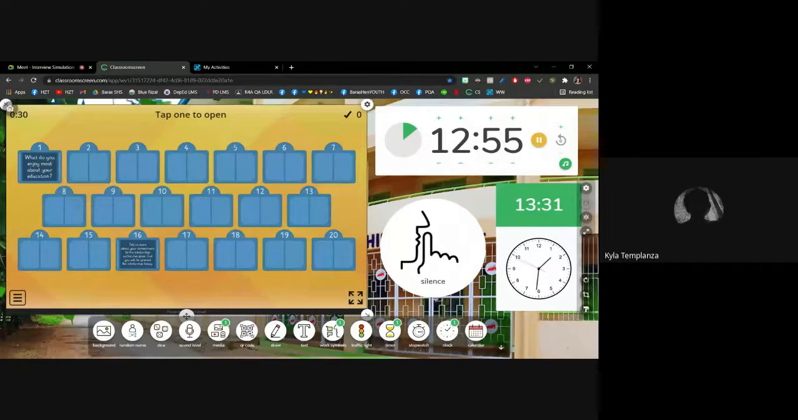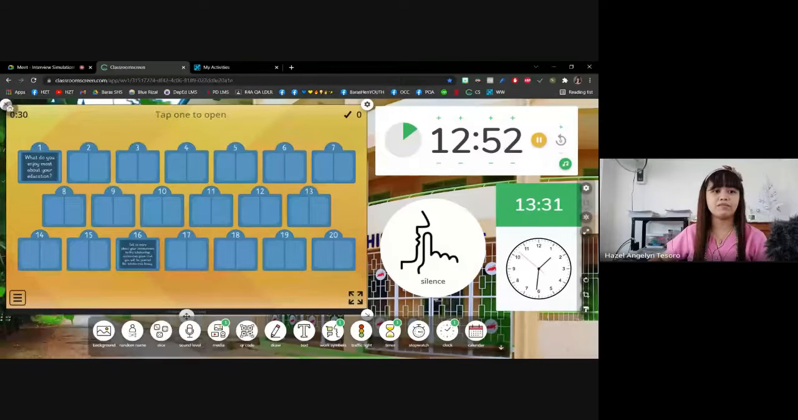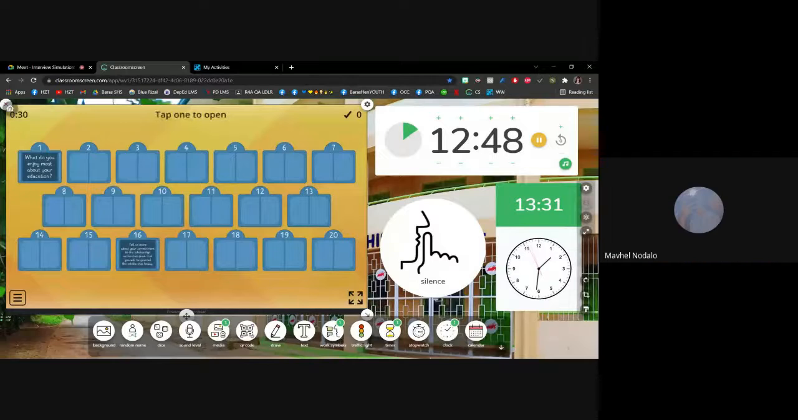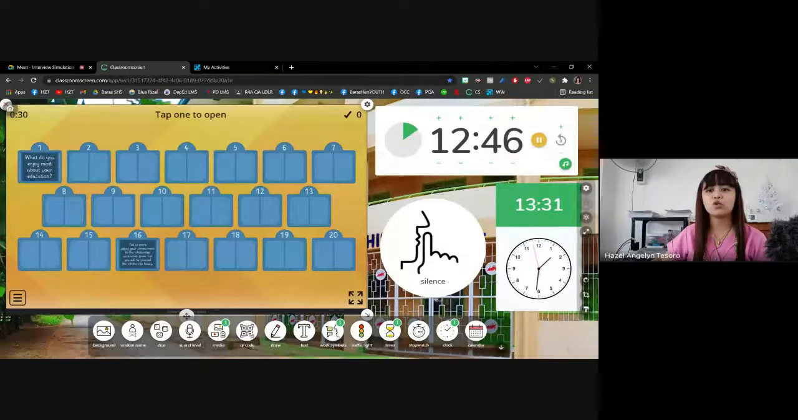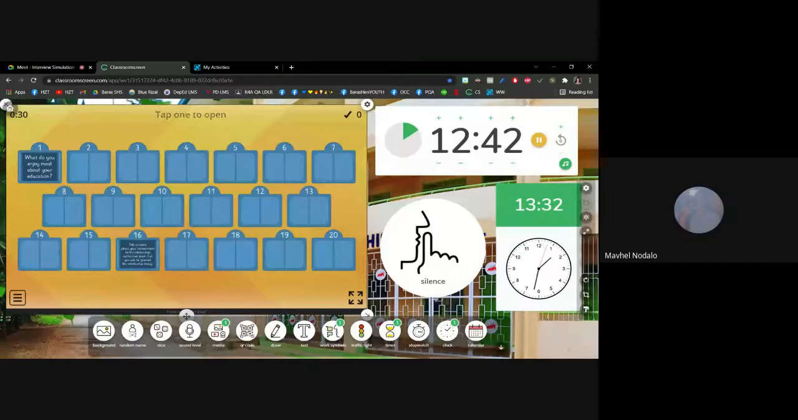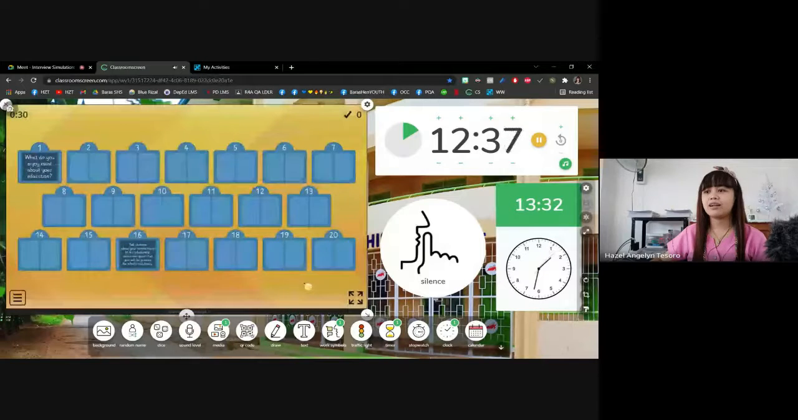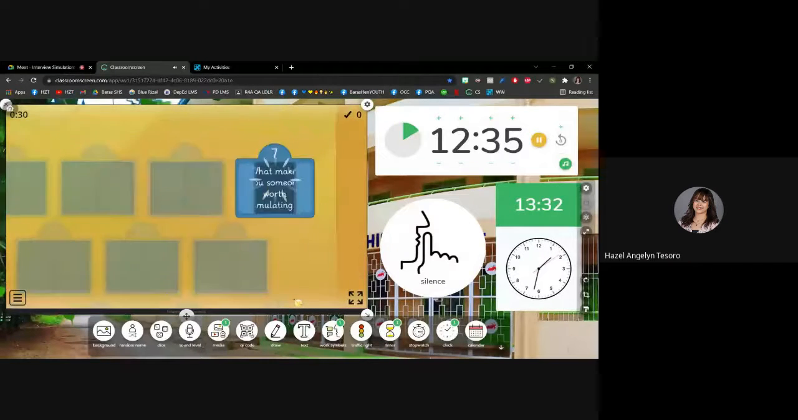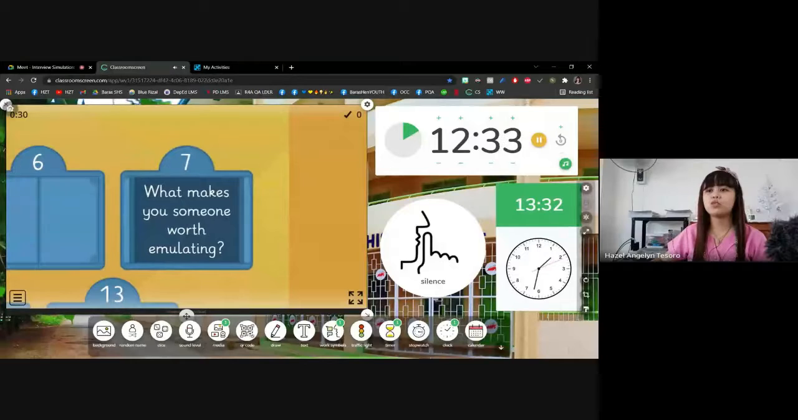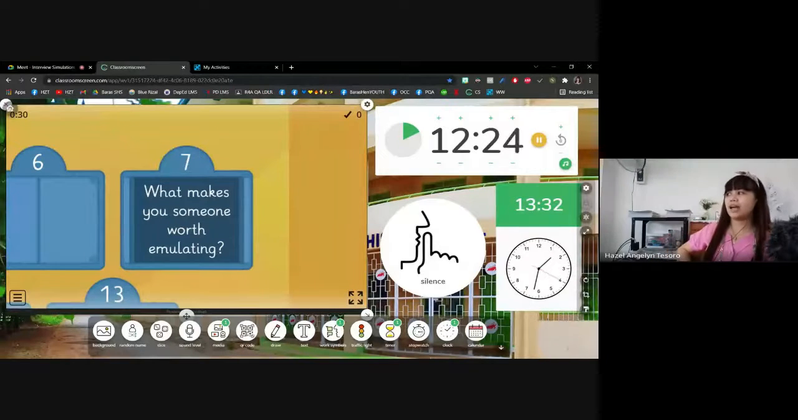Si Mabel po. Mabel. Is Mabel here? Hello, Mabel. Hello po. Okay, hello. So would you pick a number or use the randomizer? Random na lang po. Okay, random. What makes you someone worth of emulating or imitating? What makes you someone worth emulating? Yung gagayahin.